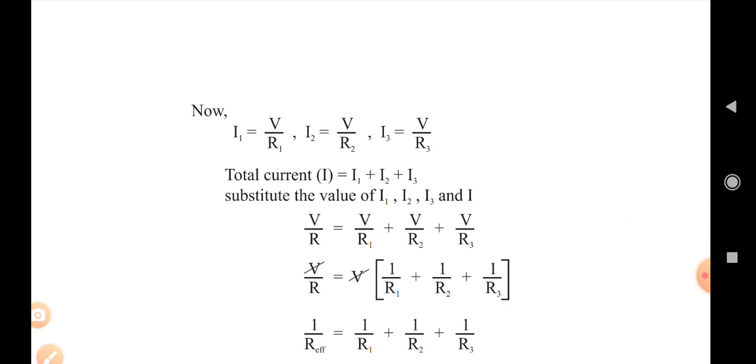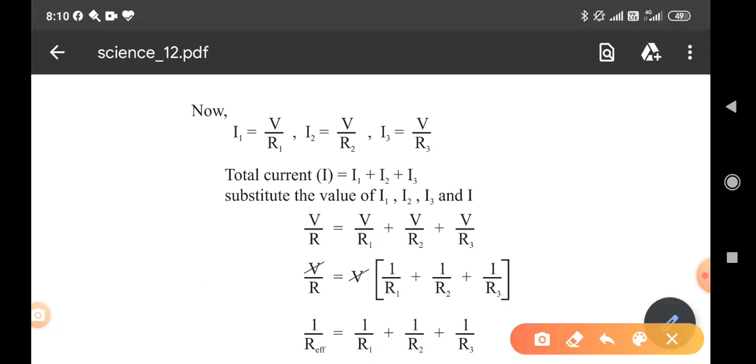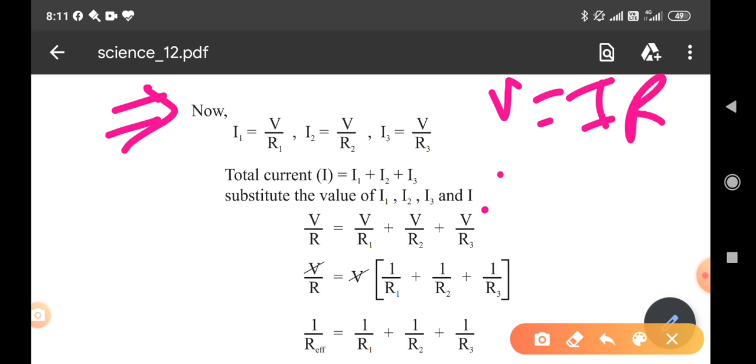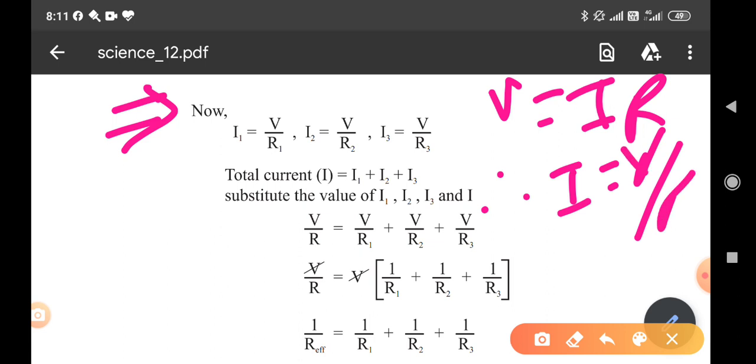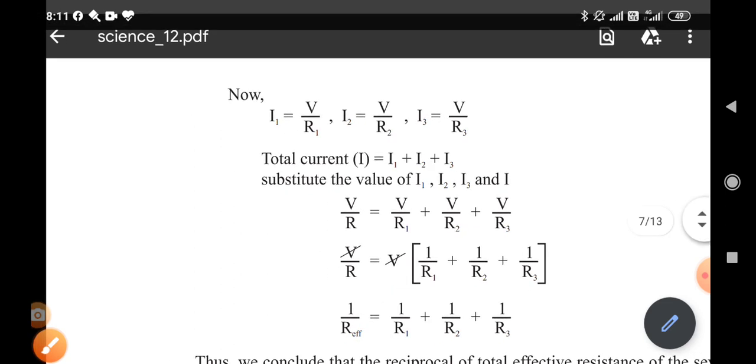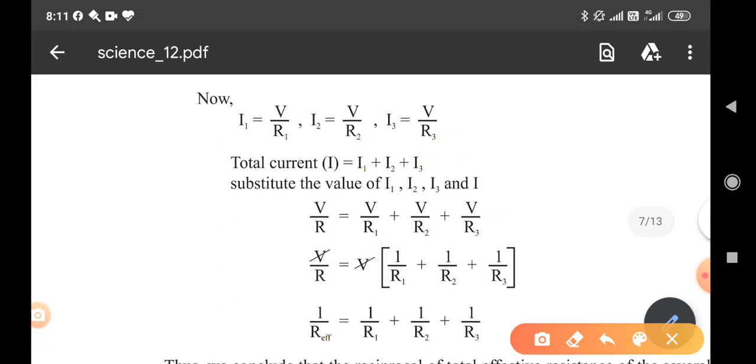By using Ohm's law, V equal to IR, we can find I equal to V upon R. Now, for each resistor, we can find the amount of current. For first resistance R1, I1 equal to V by R1. For second, I2 equal to V by R2. And for third, I3 equal to V by R3. Now, for total current, I equal to I1 plus I2 plus I3.